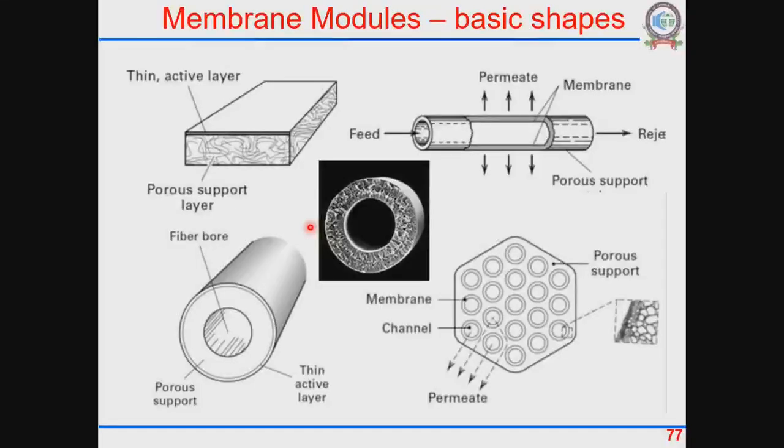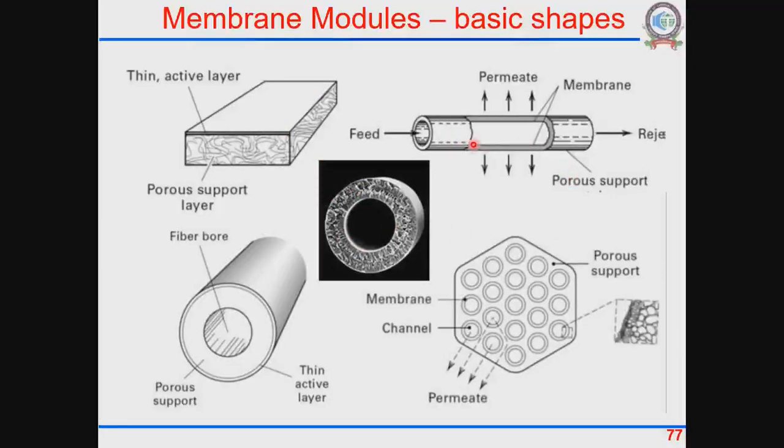In terms of the very basic shapes, this is what we had seen very early. We had a thin film composite membrane, a thin active layer resting on a support. Now, from this basic shape, you can go to various membrane devices. Imagine, for example, you take this basic shape and you rotate it, or you transform it into a tubular shape.